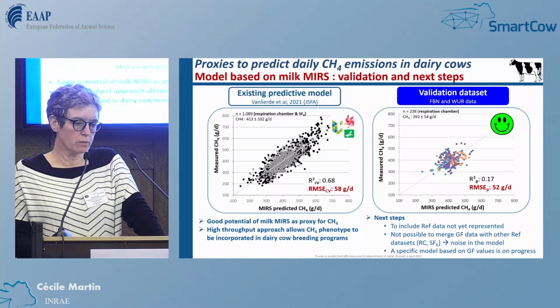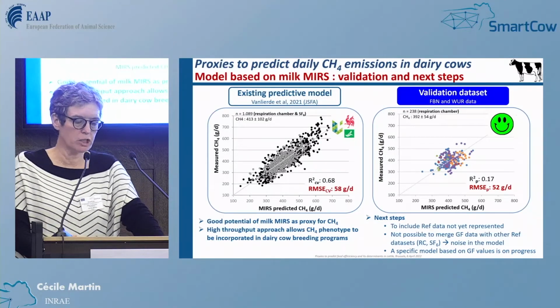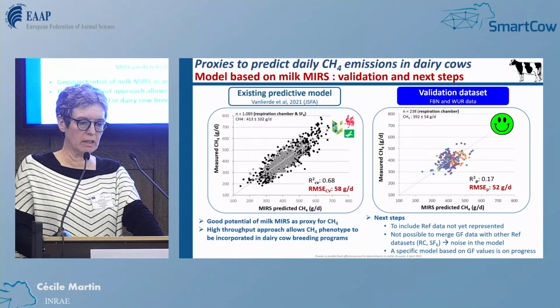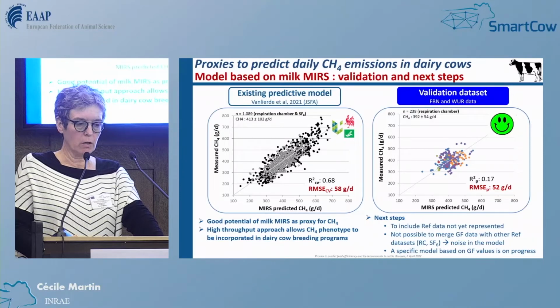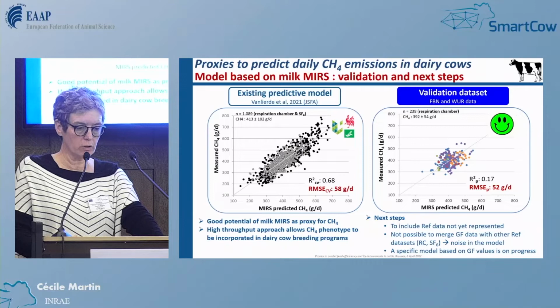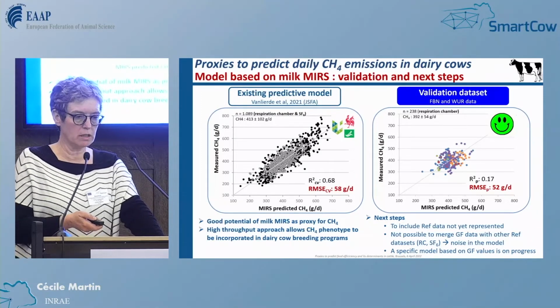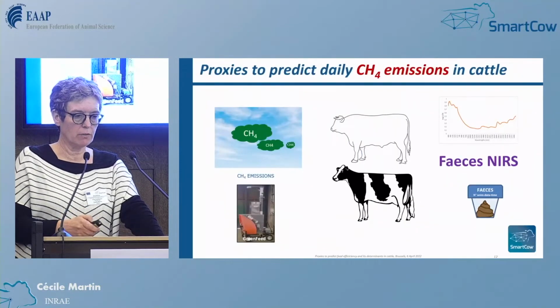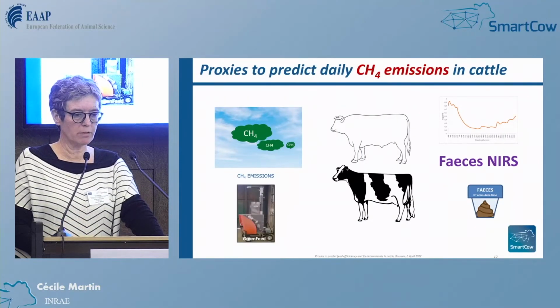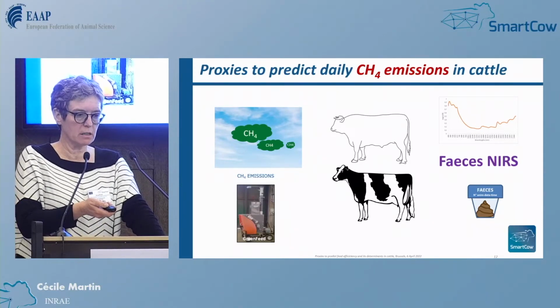And what we also observed during SmartCow is that we have more and more data coming from GreenFeed as a new tool to measure methane emission, but it's not possible to merge GreenFeed data with other reference datasets from respiration chambers and/or SF6 without including noise in the model, and a specific model based on GreenFeed values is in progress. And the last proxy to predict methane emissions: near-infrared spectra from feces.